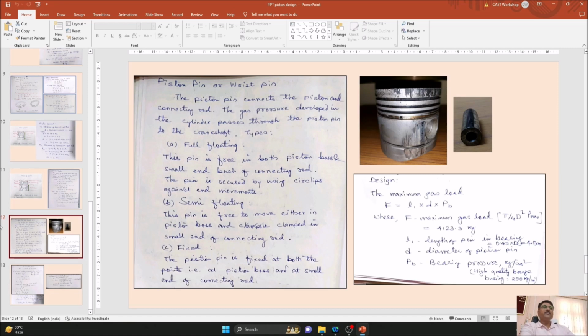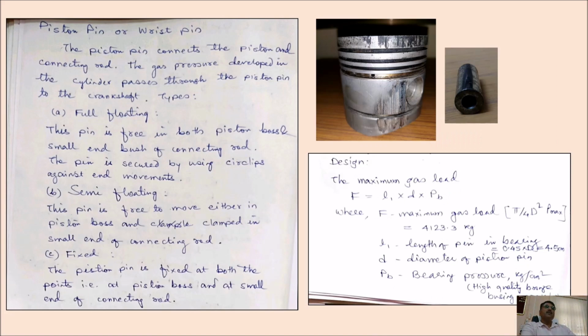Design of piston pin. The maximum gas load is calculated as F equal to L1 D into PB. F is maximum gas load, that is pi by 4 into d square into p max. This previously calculated is 4123.3 kg.